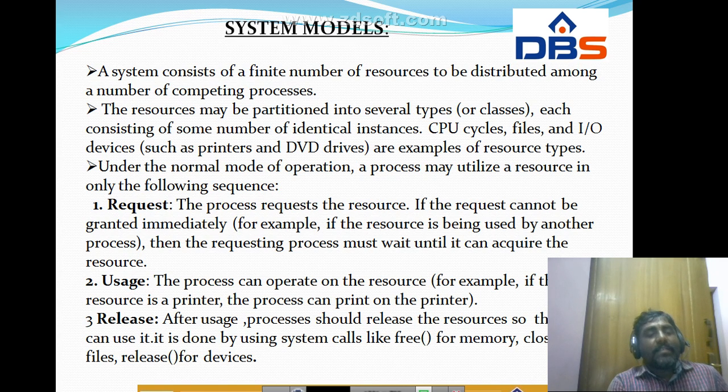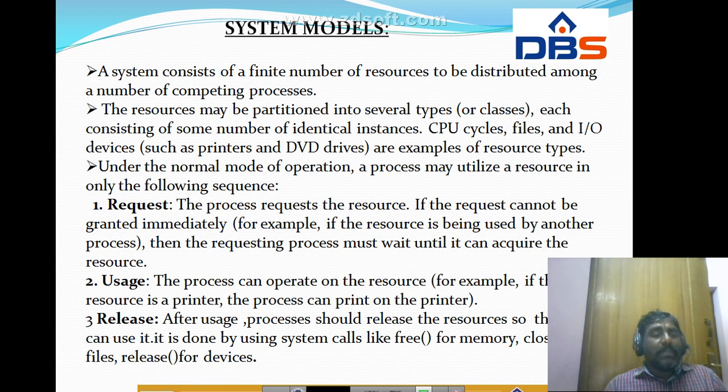Coming to system models, under the normal mode of operation, a process may utilize a resource in only the following sequence. If you take one process, that process may utilize any resource in the following ways. The first one is request, the second one is usage, and the third one is release.